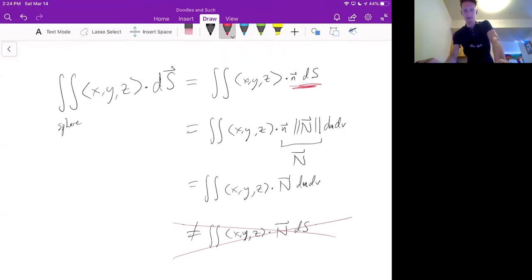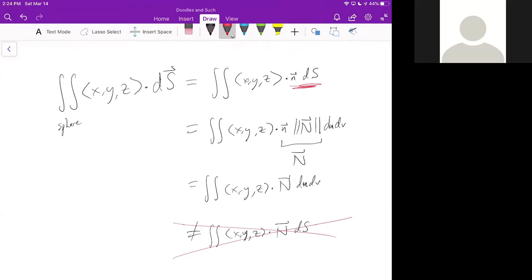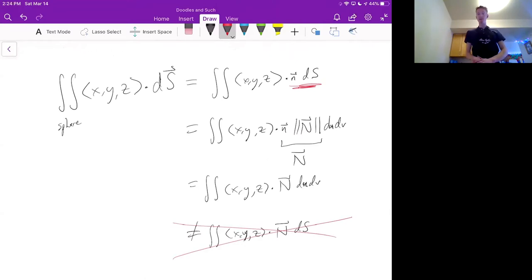So is that helpful? Yeah, it's helpful. Thank you. Okay, great. So if you have a parameterization, then it's helpful to have this big N because it lets you write down what dS should be. But either way, dS always exists.